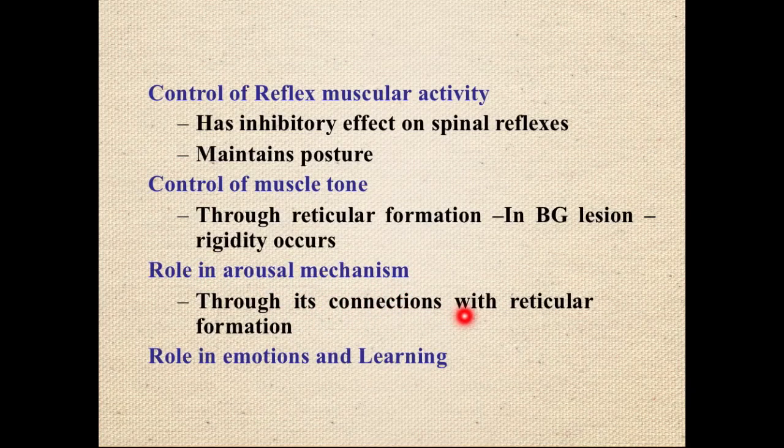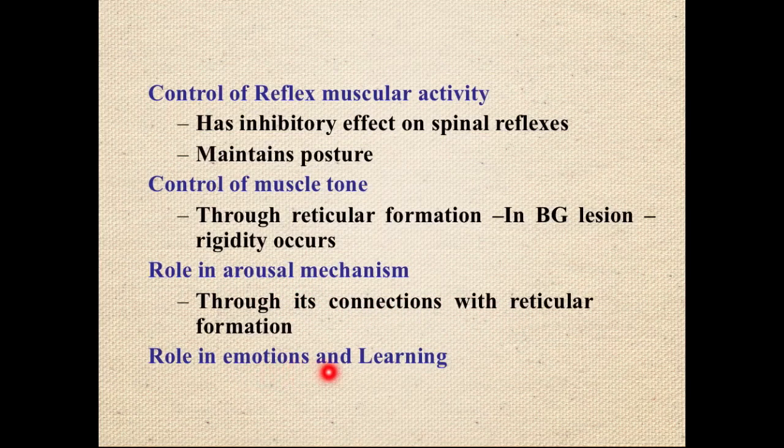Then the last one is role in the arousal mechanism. Few of the connections from the substantia nigra pars reticulata go to few of the nuclei within the brainstem, not a major chunk, very few of them, that go to the reticular formation within the brainstem, and the reticular activating system maintains the arousal mechanism. You are, or we can say, aware about the surrounding. So this arousal mechanism also has connection from the basal ganglia.